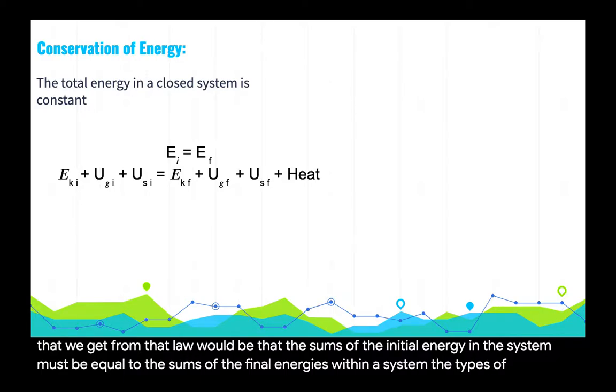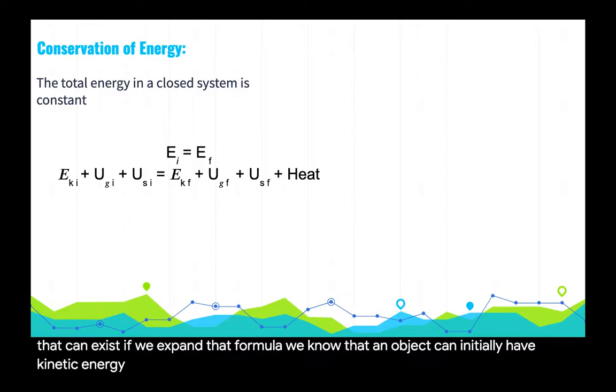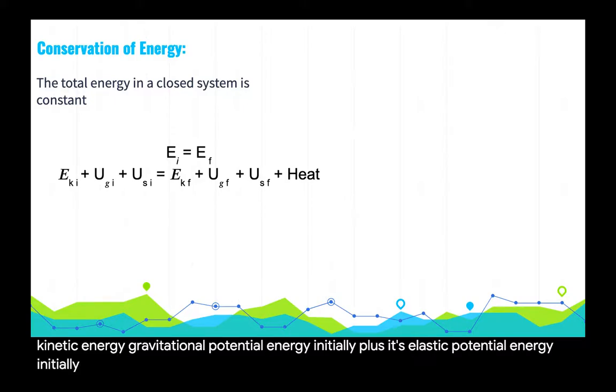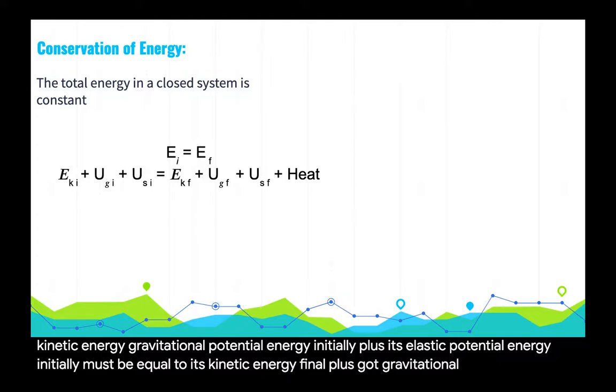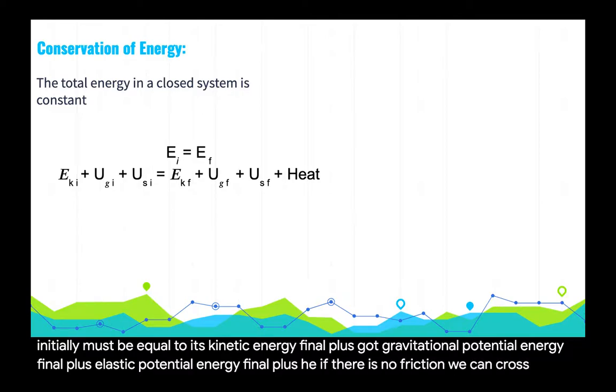The types of energies that can exist, if we expand that formula: an object can initially have kinetic energy, plus its gravitational potential energy initially, plus its elastic potential energy initially, must be equal to its kinetic energy final, plus gravitational potential energy final, plus elastic potential energy final, plus heat. Okay, if there is no friction, we can cross out the heat.